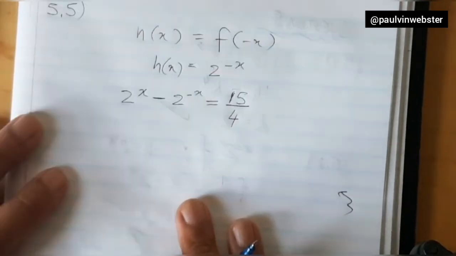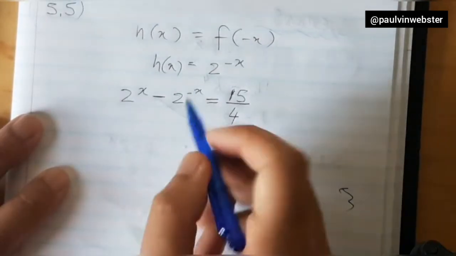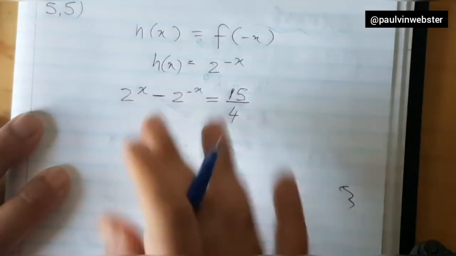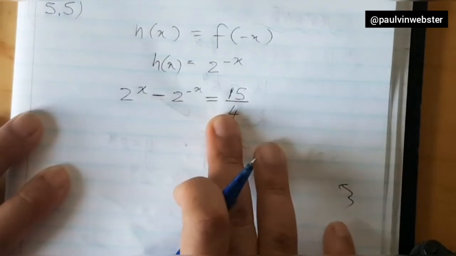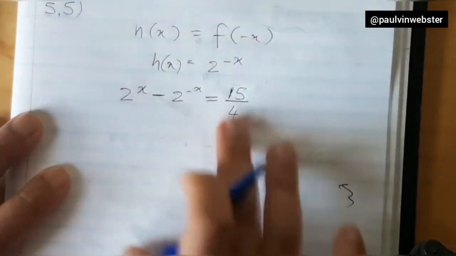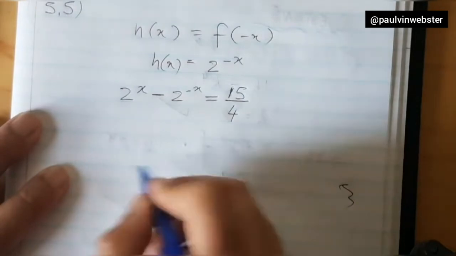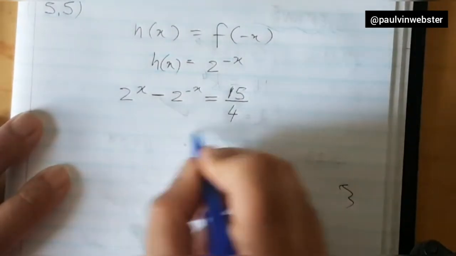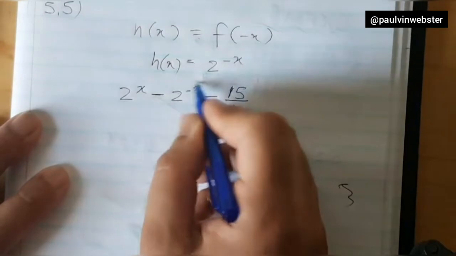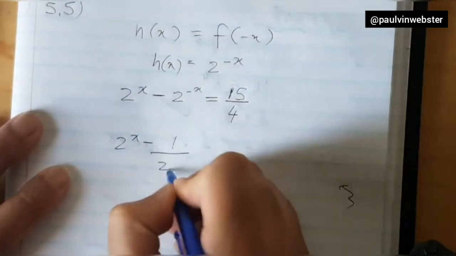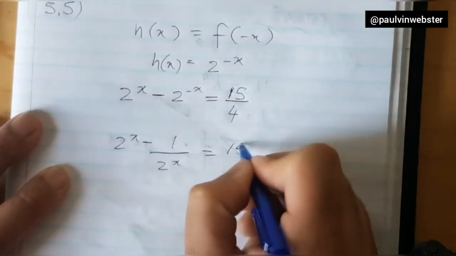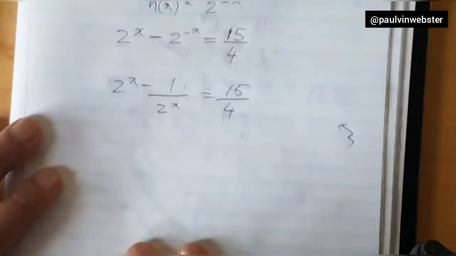So let's do that. There are many ways that you can do this. At the end of the day I want x equal to something. This is basically just the type of question where you need to solve for x. So let me first get rid of this negative exponent. That's going to be 2 to the power of x minus 1 over 2 to the power of x equal to 15 over 4. Now I have that.